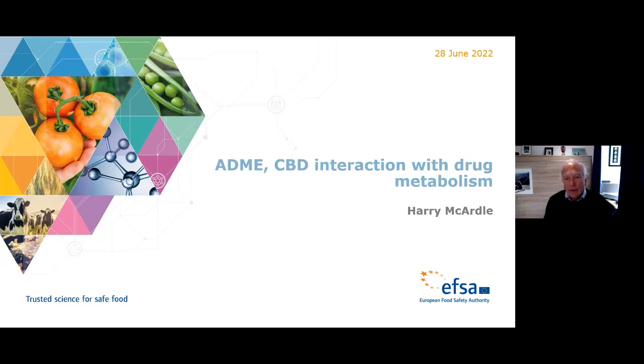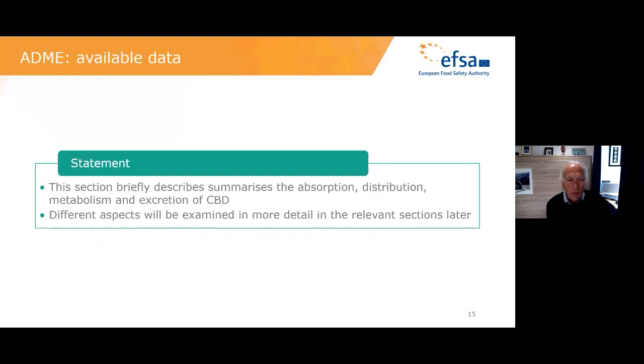So in that first section, what I tried to do is just give you a feel for what the problems are that we were faced with. And what we will do in the next few minutes is go through these sections in a little bit more detail. So in this part here, what I want to look at is the ADME, the absorption, distribution, metabolism and excretion, and the CBD interaction with drug metabolism. And as I say, this will be done in more detail by other contributors as we go through the process. Next slide, please.